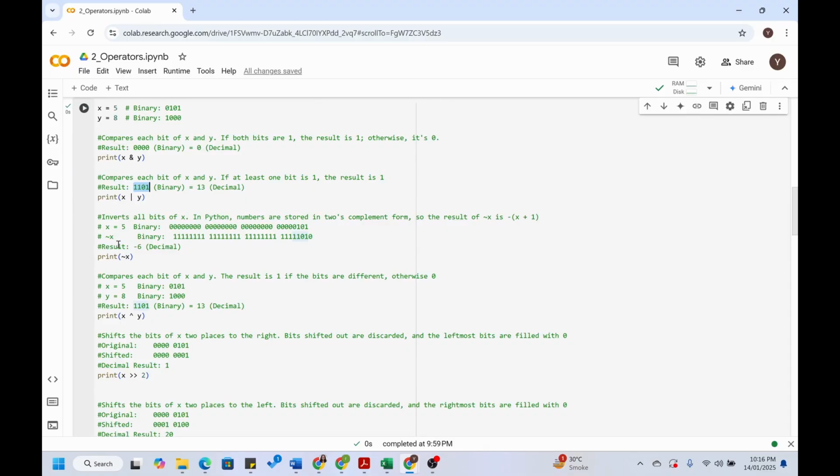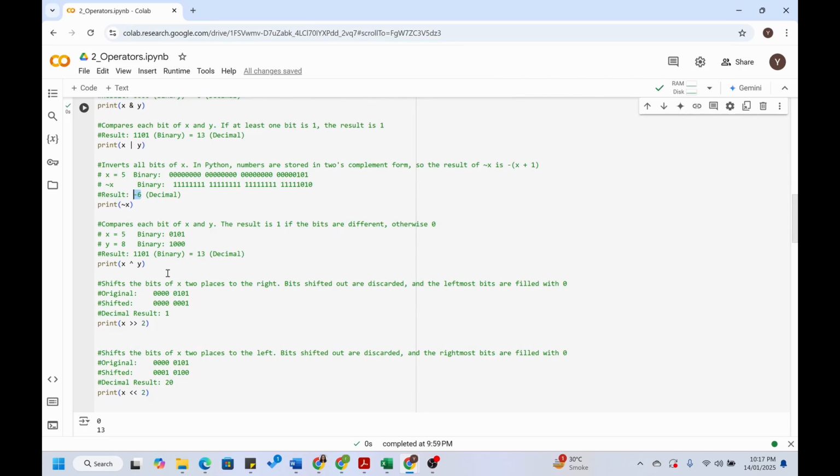Third is the inversion of the variable. Let's say I'm using inversion of x. First I need to take the binary expression of x, and then I will invert all those values. That means 0 will be converted to 1 and 1 will be converted to 0. So in this way I'm getting -6. This will be the result of this calculation.